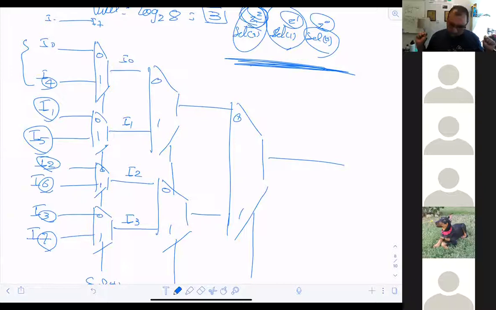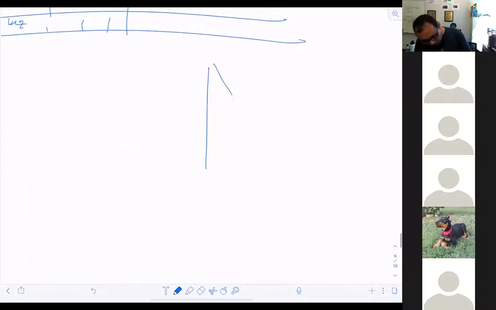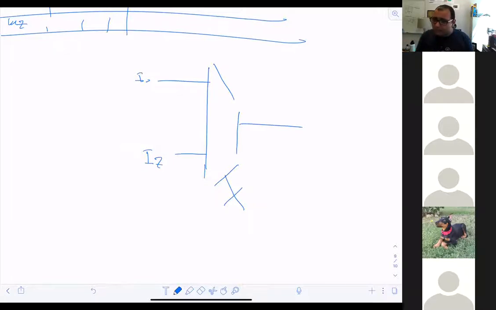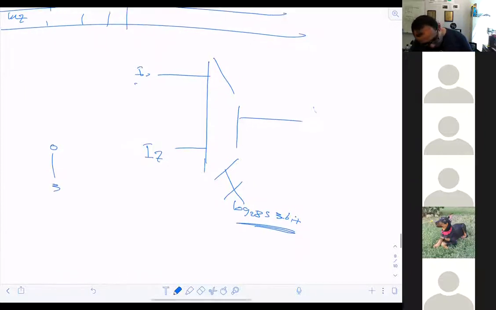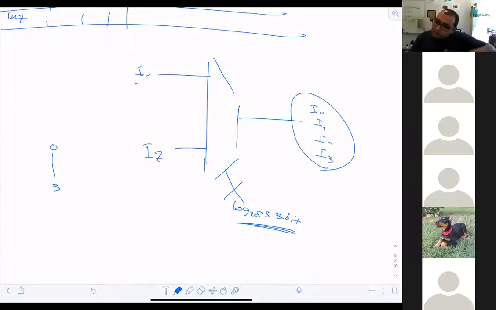Sorry, can you repeat that last part again? If you have a multiplexer like this, if you have here I0 to I7, right? And you already have the selector M going to be log 2 of 8, that means 3-bit, right? So you know that the first iteration 0 to 3 of this will take I0, I1, I2, I3, right? Then the second part is going to be I4, I5, I6, I7. Am I right? It makes sense to everybody or not?